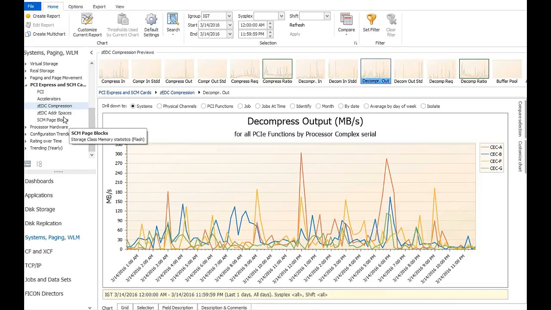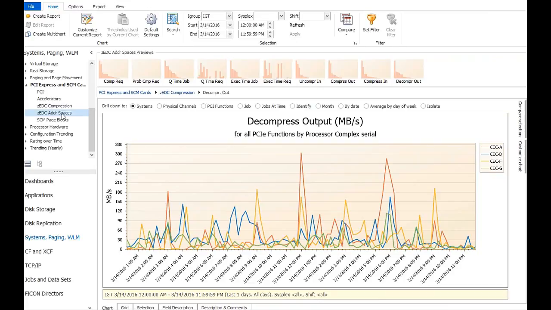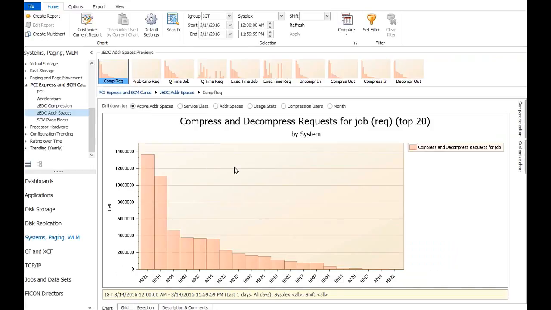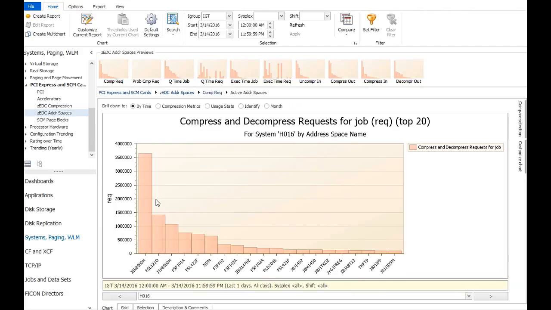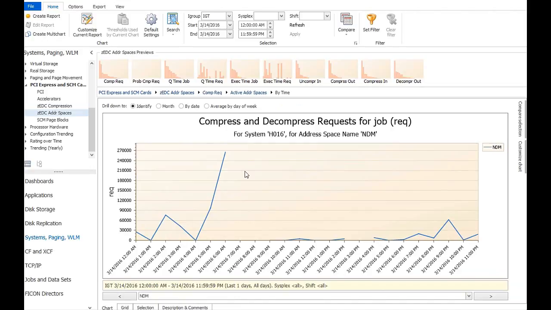In your environment, you may want to see which systems and which address spaces are leveraging the zEDC cards. So here is a view of the compression requests by system, and from here we can drill in and see which address spaces are performing these requests. In this case, these 2 jobs are both SMF dump programs. Looking at another system here, we can see again this set of address spaces doing compression and decompression requests, and we can drill in on this address space, which is a network data mover, and see the number of requests that are being performed over time.